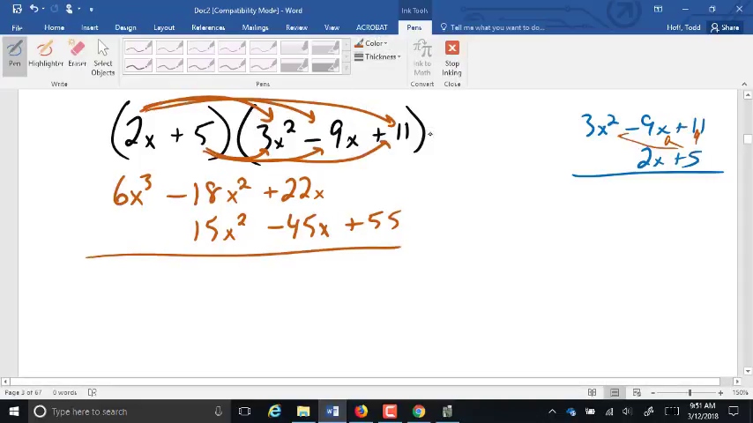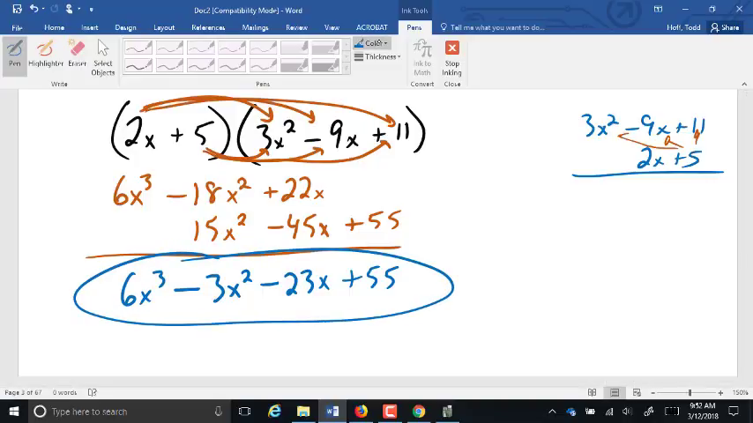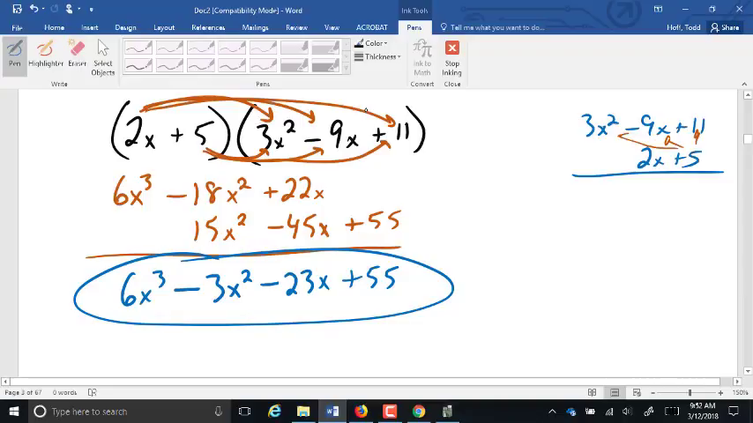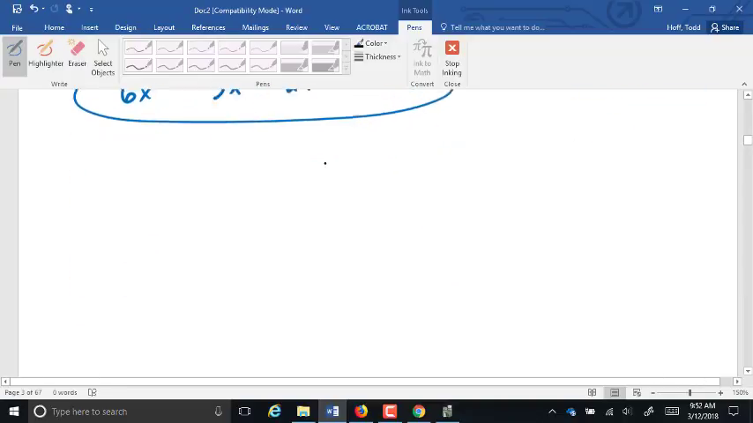So now we add, we've got 55 here. 22x and negative 45 make negative 23. Negative 18x squared and positive 15x squared, negative 3x squared, and 6x to the third. Not so bad? How about you guys try one like that?